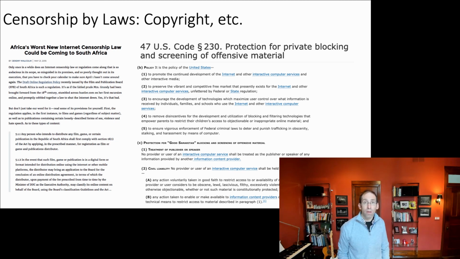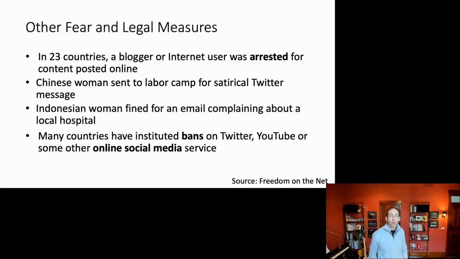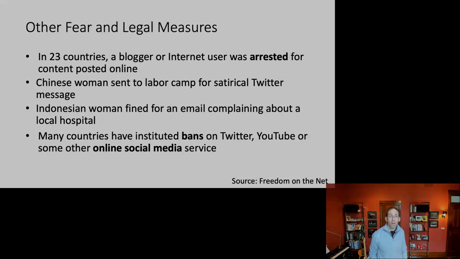And a law that's particularly come into focus recently in the United States is Section 230 of the Communications Decency Act, which essentially dictates whether and to what extent platforms that publish user-generated content might be liable for the content that their users post or host on their sites. There are various other fear and legal-based measures that countries use to censor or control online information, as you can see here.